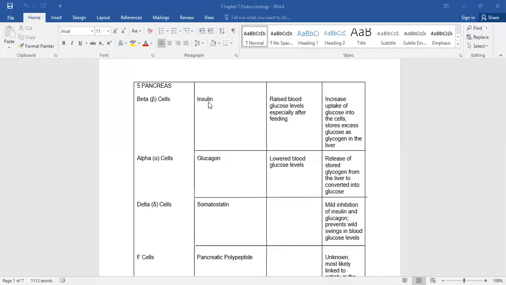Now we have the alpha cells. These are the lesser known hormones in our body that are produced by the pancreas. Glucagon is usually stimulated when there is lowered blood glucose levels. So this is the opposite of insulin. What it does is release stored glycogen from the liver to be converted into glucose.